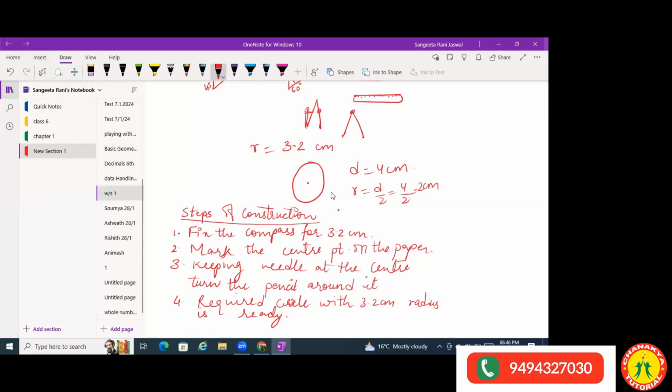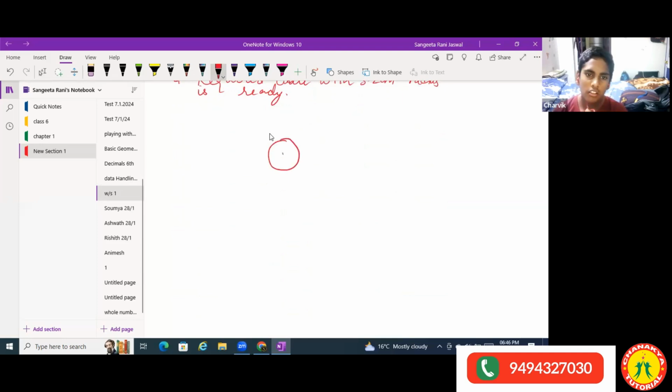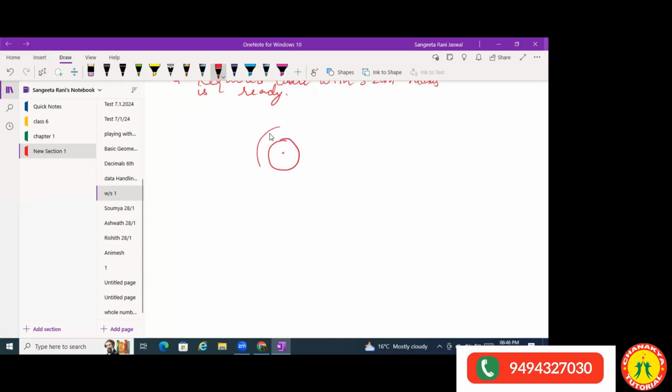Now, if you are asked to make concentric circles, what is a concentric circle? If you have a circle like this and you have another circle with the same center. This center is the same for both circles, no? This radius is something and this radius is something else. There is a change in the radius. So such types of circles are called concentric circles.